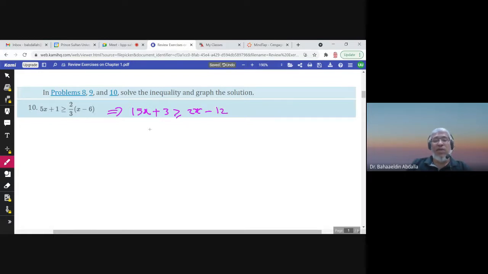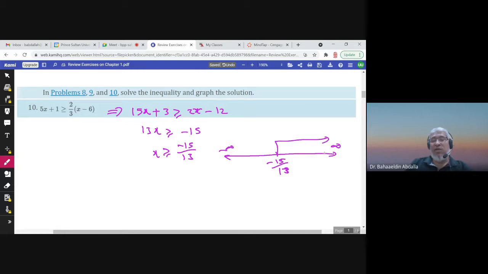So 15x minus 2x would be 13x. Negative 12 minus 3 is negative 15. So x would be greater than or equal to negative 15 over 13. So if we graph this on the number line, this is negative infinity, this is infinity. If this is the number negative 15 over 13, x is greater than, so it's to the right of this number. So the solution would be from negative 15 over 13 to infinity. That's the solution set.